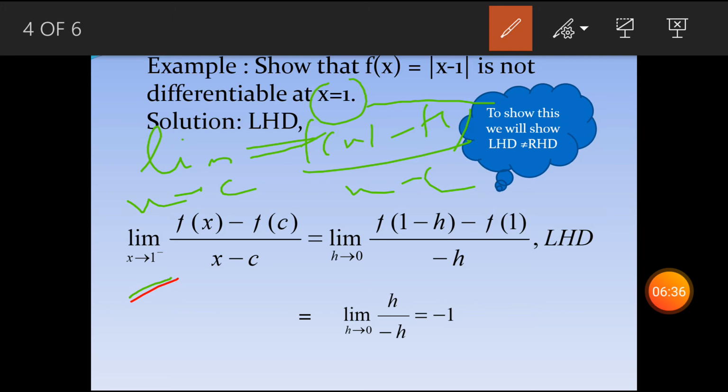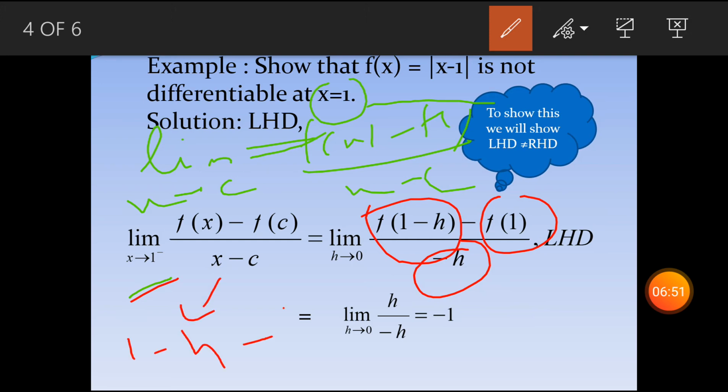We are going to replace it with limit h tends to 0. So this will become f(1 - h), and in place of c, 1, so f(1), and the denominator becomes minus h. Why minus h? Because x is replaced with 1 minus h and then minus 1; 1 and 1 will be cancelled. So what is left? Minus h. Now your function is f(x) = |x - 1|.